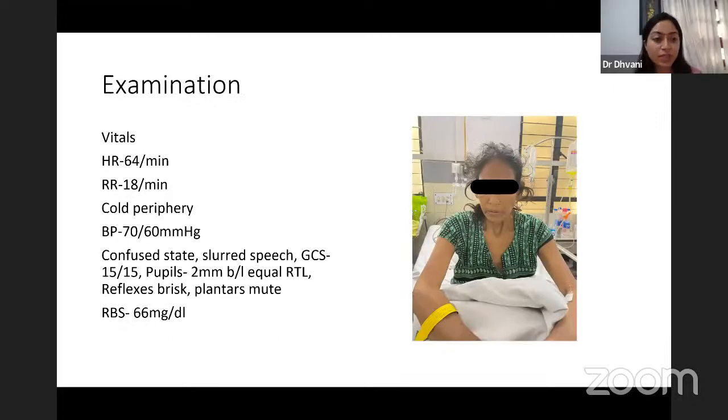At presentation to ER, her heart rate was on the lower side at 64 per minute. Respiratory rate was 18 per minute. She had cold peripheries and BP of 70/60. She presented to us in a confused state with slurred speech. However, her sensorium was E4, M5, V5, and pupils were 2 millimeters bilaterally equal reactive to light. She had slightly brisk DTRs with mute plantars and blood sugar on the lower side at 66 milligram per deciliter.